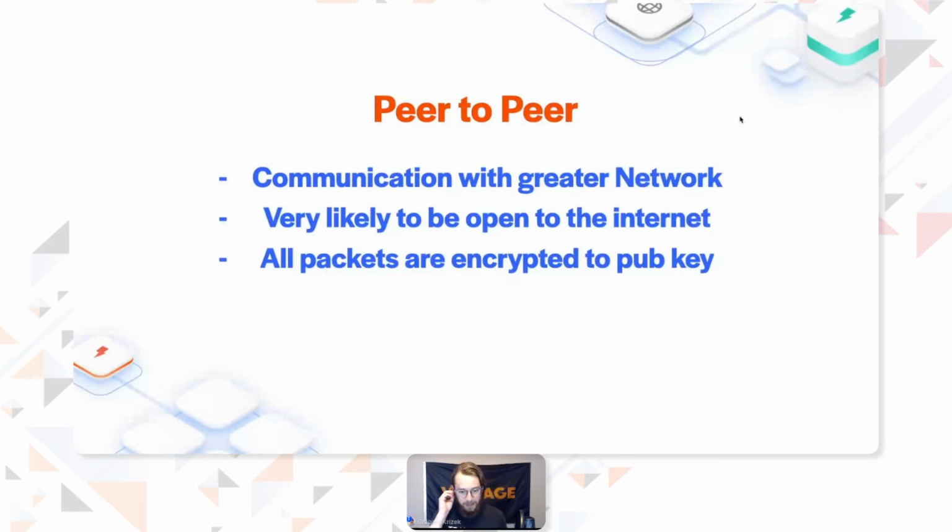And all packets sent across this peer-to-peer network are encrypted to your pub key. So this isn't plain text communication in the peer-to-peer network. It's raw TCP, but it's all encrypted. No one could see what is being sent or communicated to your node, only you can, because all packets are encrypted to your pub key, which is your identifier on the network.